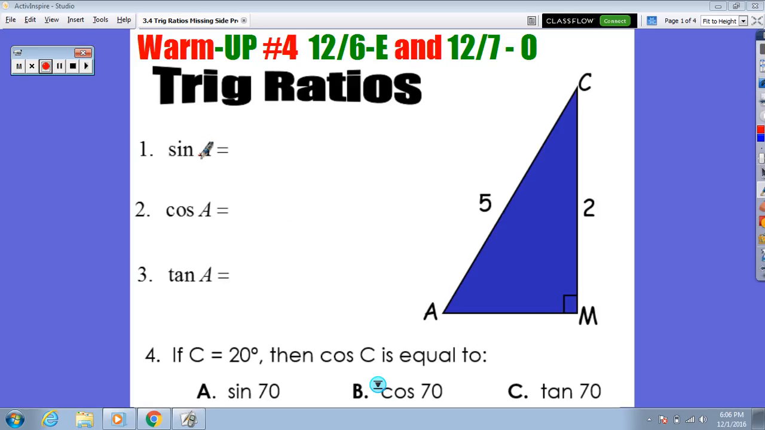Okay, good morning. This is warm-up number 4. We're just doing a review over the trig ratios, how to set it up.